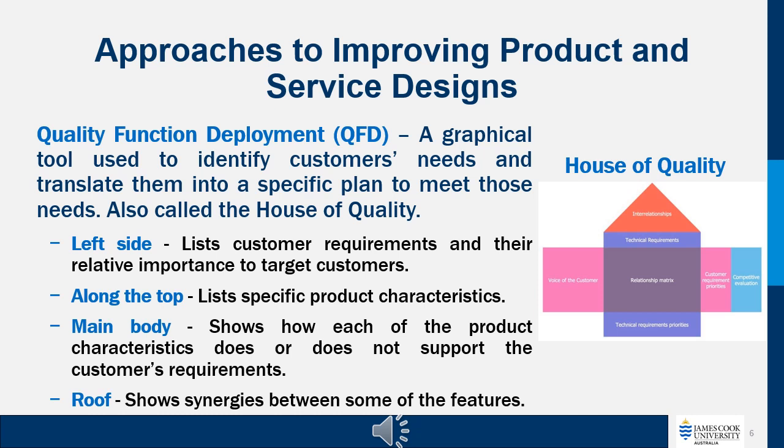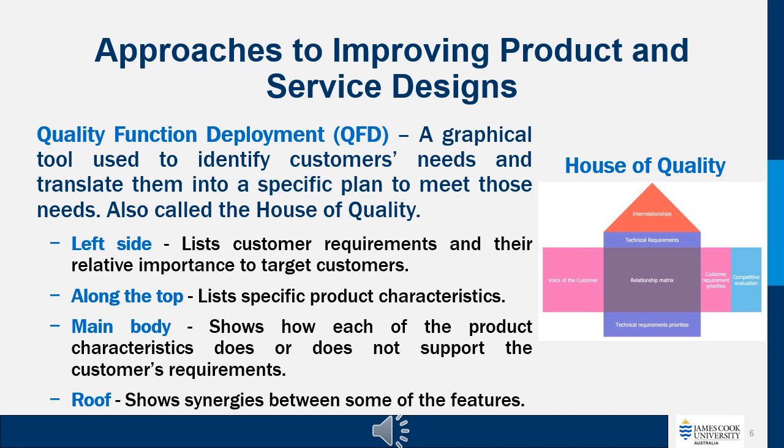Along the top is a list of specific product characteristics. The top portion of the house of quality lists the specific product characteristics or design features that are relevant to meeting the customer requirements. These characteristics are typically determined through the engineering and design process. Examples of product characteristics could be performance metrics, dimensions, material, functionality, reliability, and other attributes.